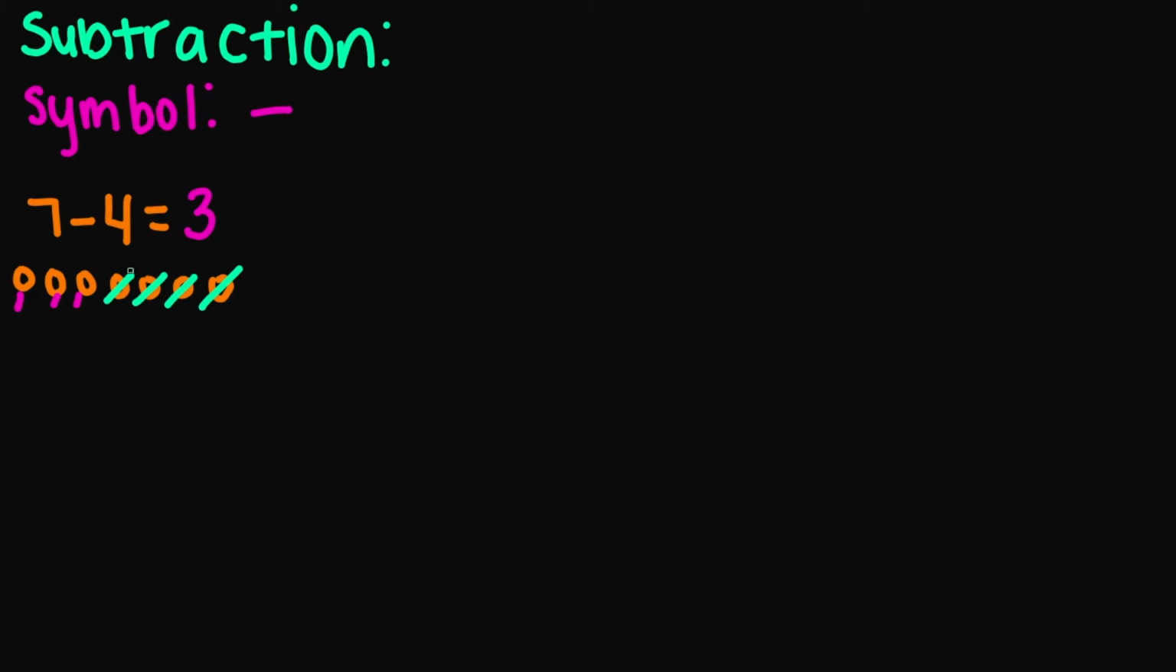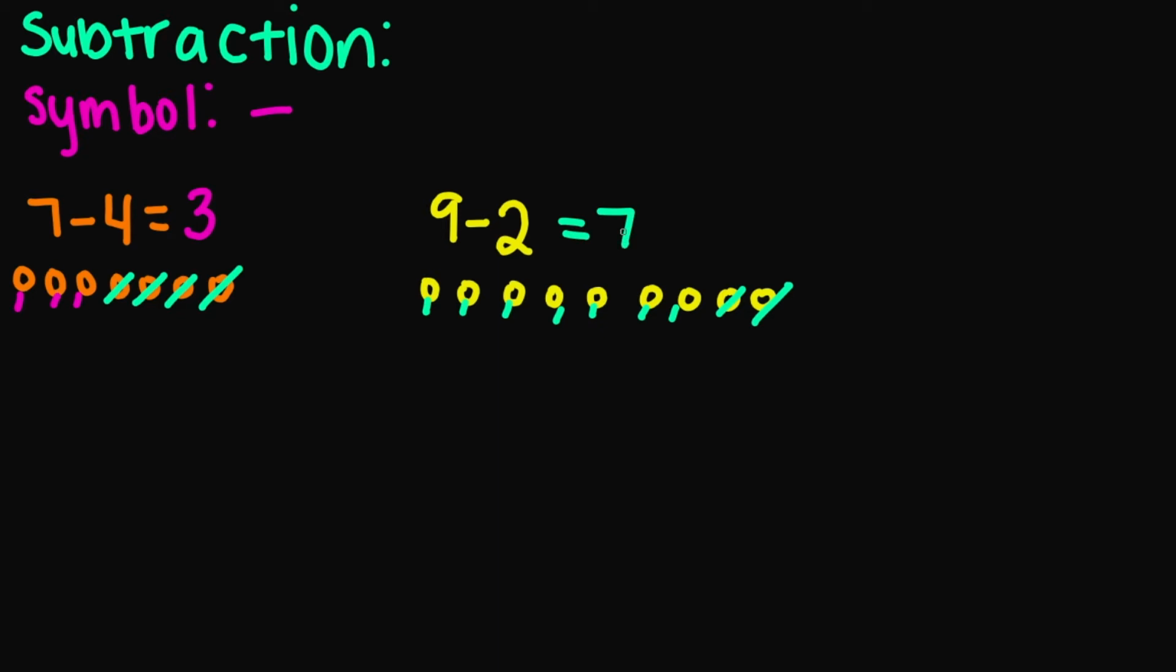Let's look at another example. Let's say I had 9 minus 2. That means I have 9 marbles. 1, 2, 3, 4, 5, 6, 7, 8, 9. I'm removing 2 of the marbles that are here. I'm going to remove this marble and this marble. How many do I have left? 1, 2, 3, 4, 5, 6, 7. So 9 minus 2 equals 7.